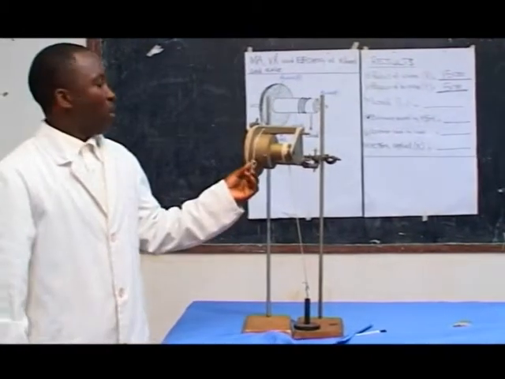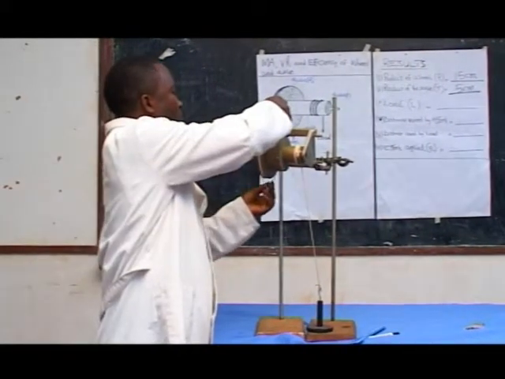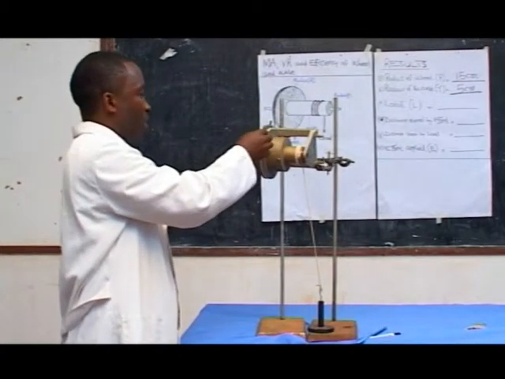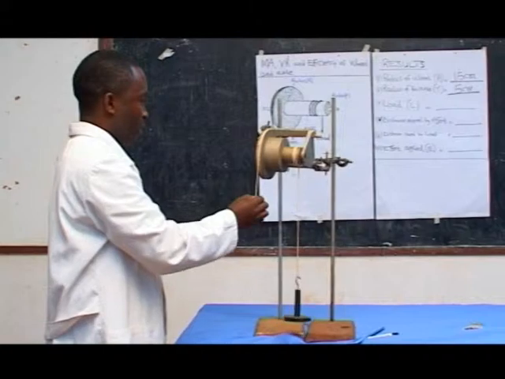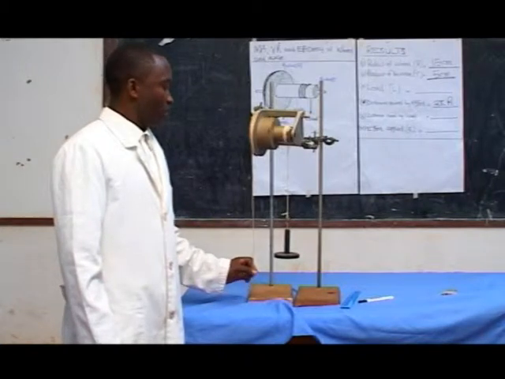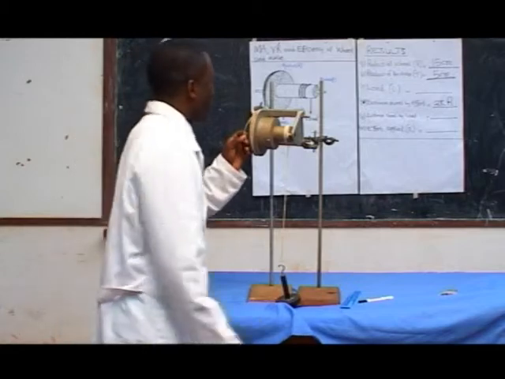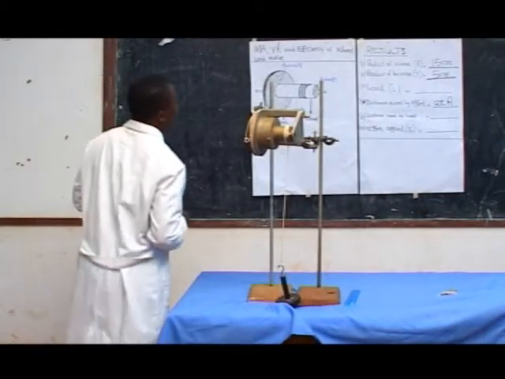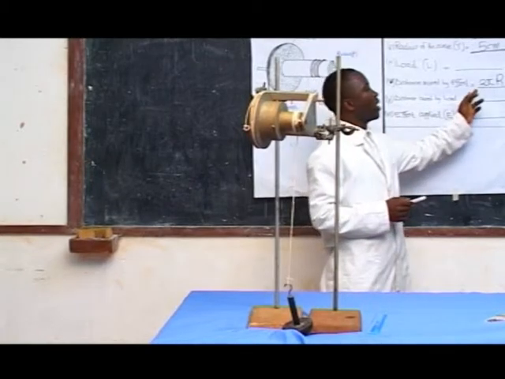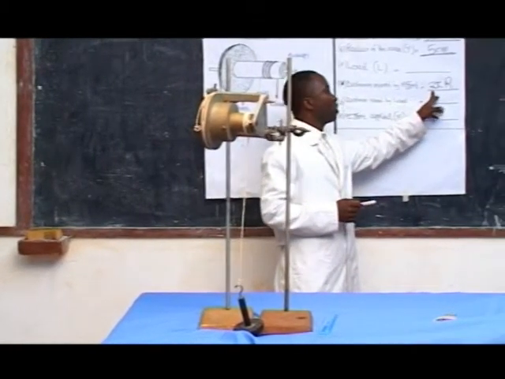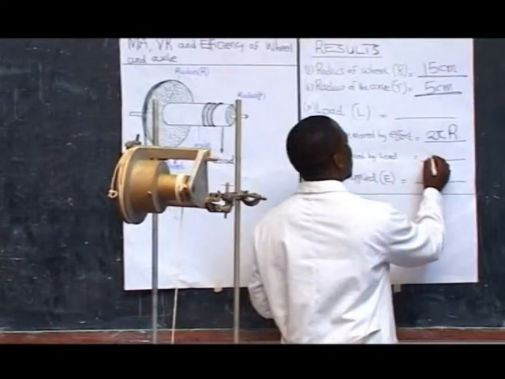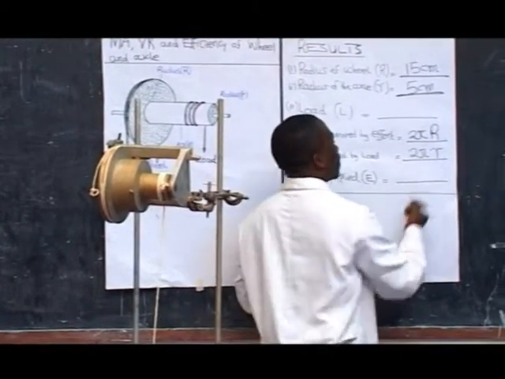Then pull a string wound around a wheel until it makes one complete rotation. This is one complete rotation. Then find the distance moved by effort and the distance moved by load. The distance moved by effort, for one complete rotation, is given by 2 pi capital R. And the distance moved by load is given by 2 pi R.